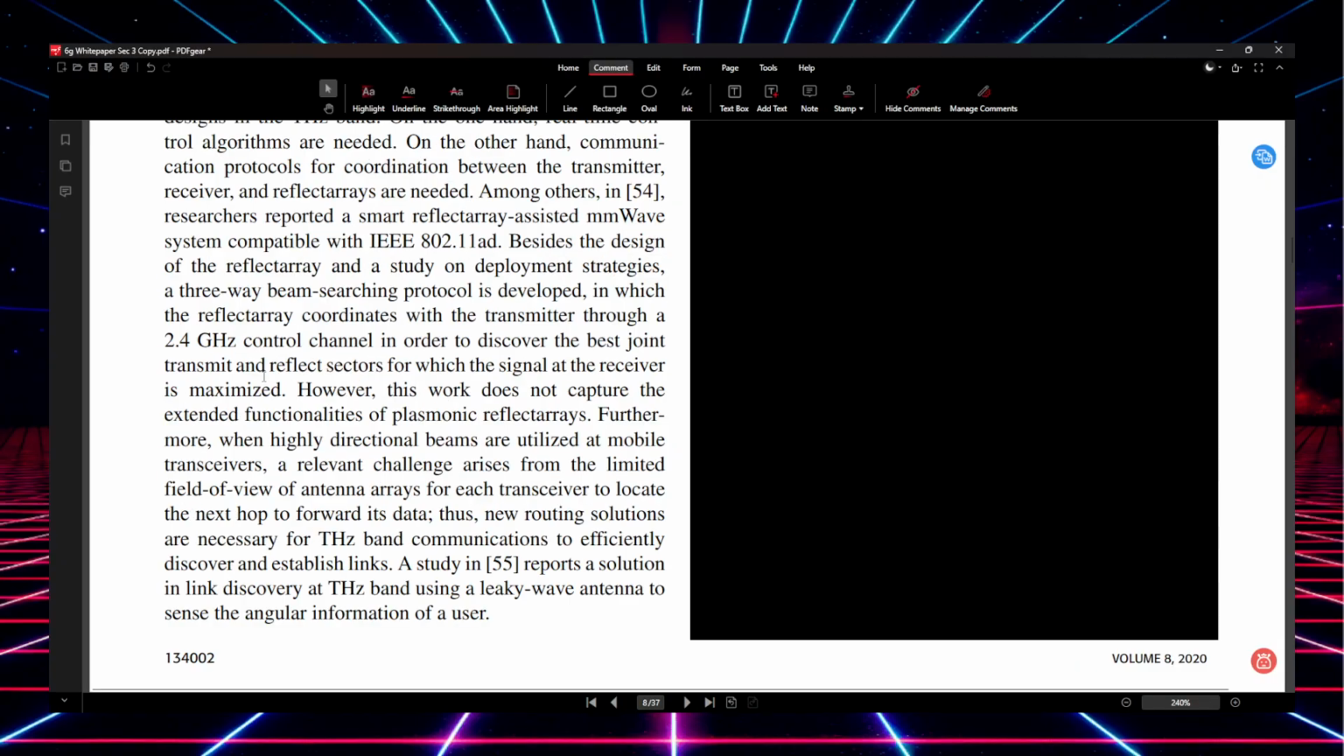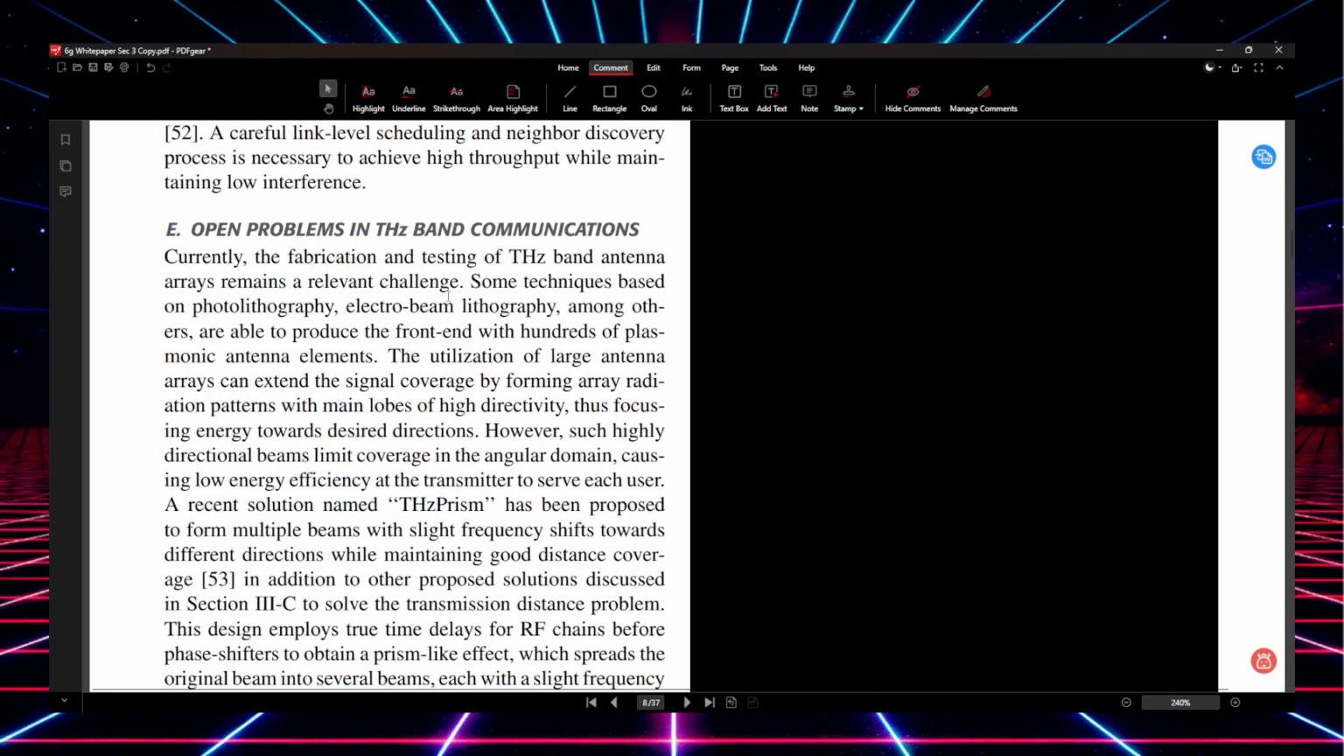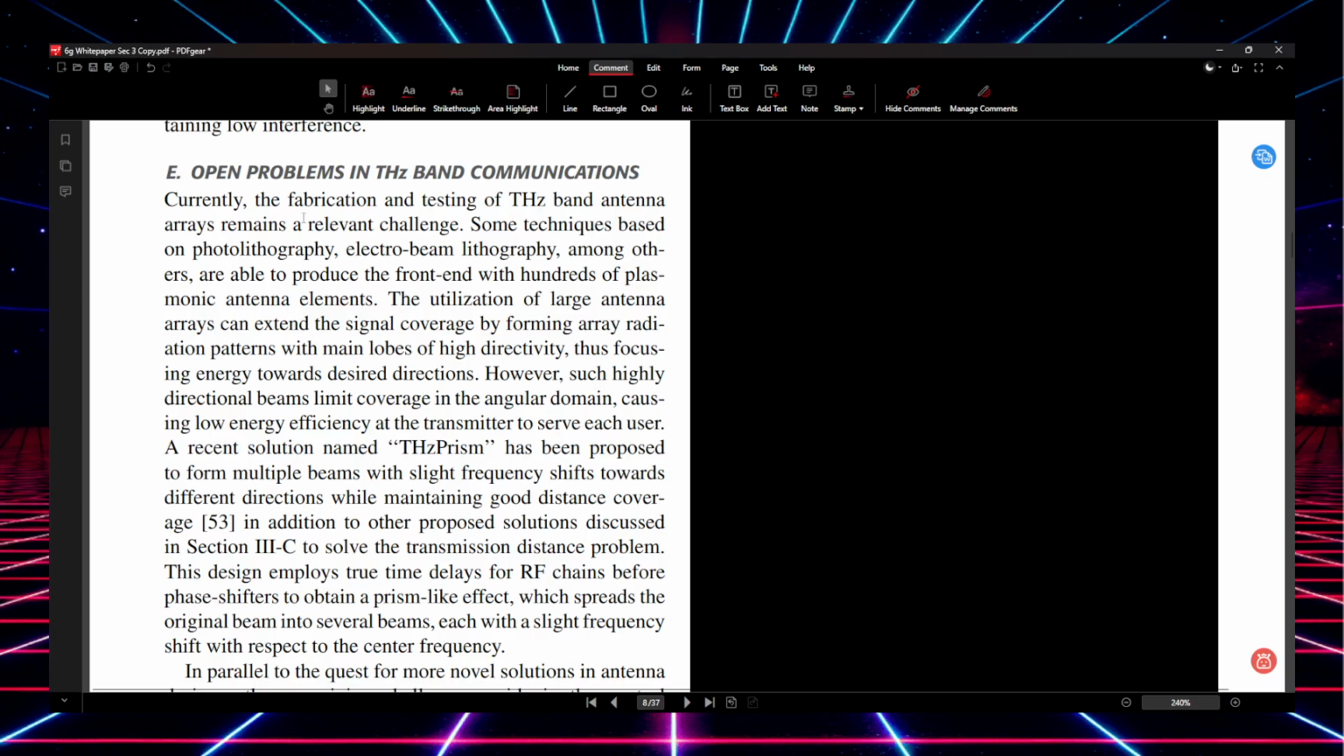And the final section of this third video is open problems in the terahertz band of communications. Currently, the fabrication and testing of terahertz band antenna arrays remains a relevant challenge. Again, six years ago is when this was written. Some techniques based on photolithography, electron beam lithography, among others, are able to produce the front end with hundreds of plasmonic antenna elements.